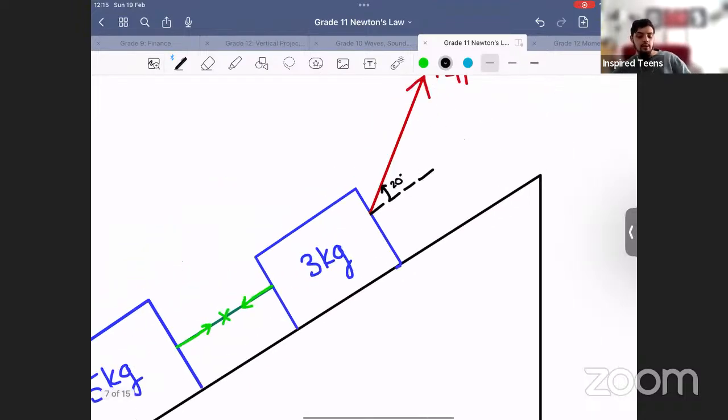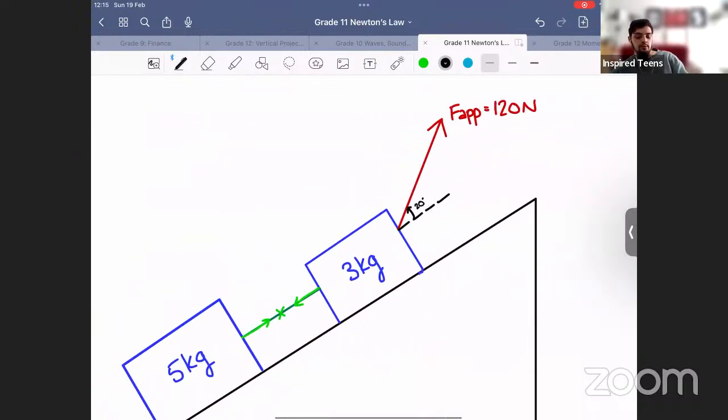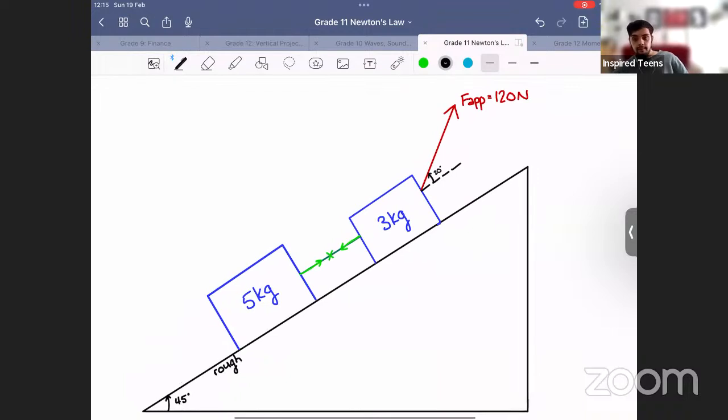How do you know that there's an F applied? Because the question says F applied of 120 newtons, just like that, in the question. Okay, any other questions?